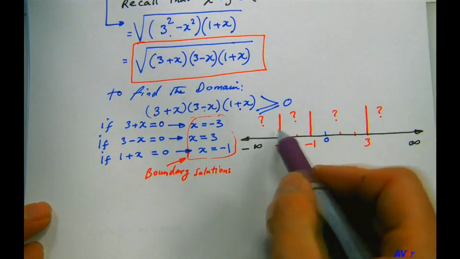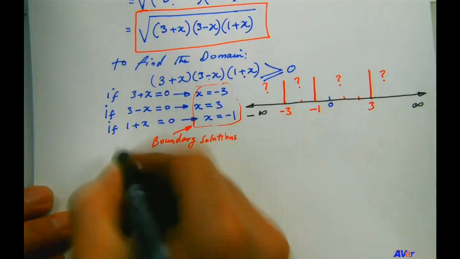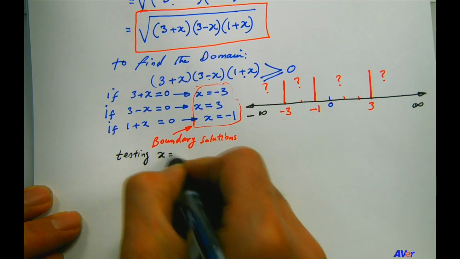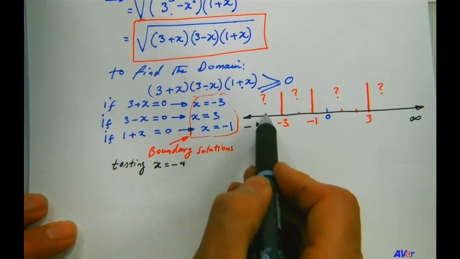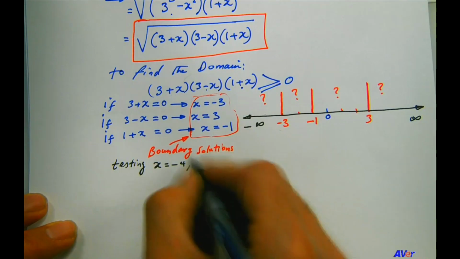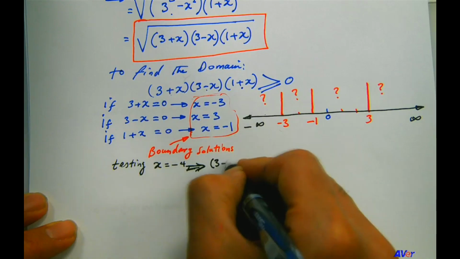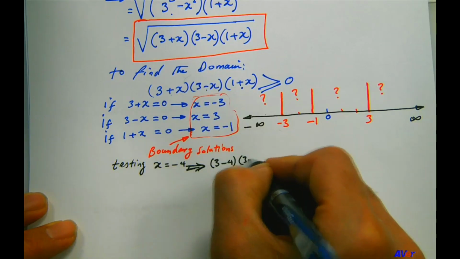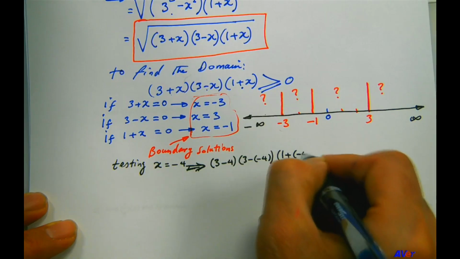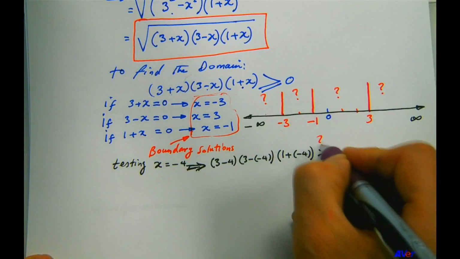Okay, so let's pick a number here in this region. We can say testing x equals -4 in this region, right? Any number in this region, in this inequality. So testing that, we plug it in. What do we have? We have 3 minus 4 times 3 minus -4 times 1 plus -4. We're asking if the left side is greater than or equal to 0.